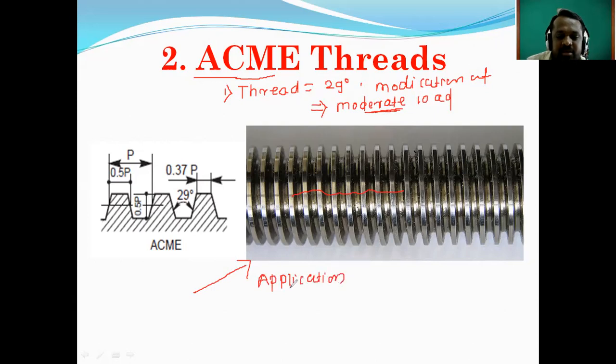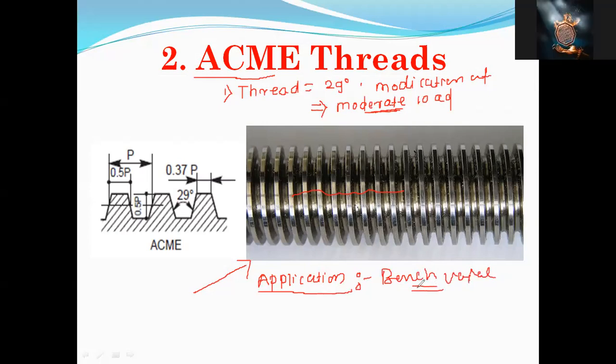Yes, anybody? Here you have seen that ACME thread. The practical application of that ACME thread is your bench vice. Have you seen the bench vice in that workshop? For fixing the job, 2 jaws are there. A bench vice has 2 jaws like this.